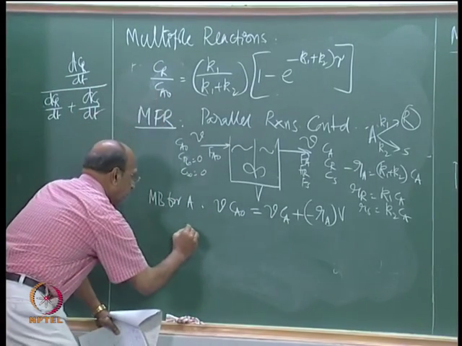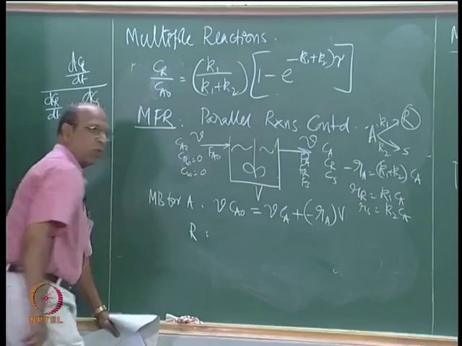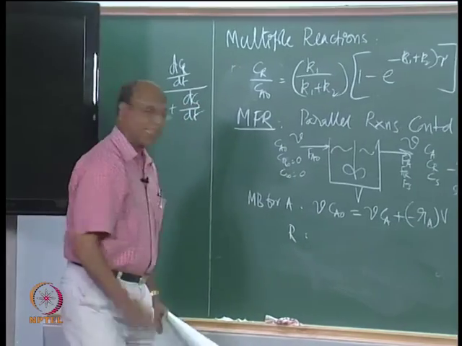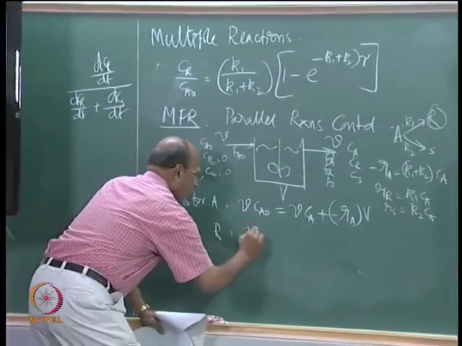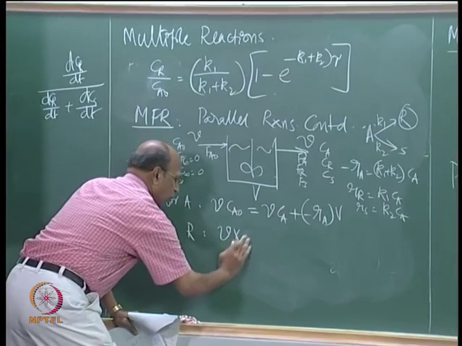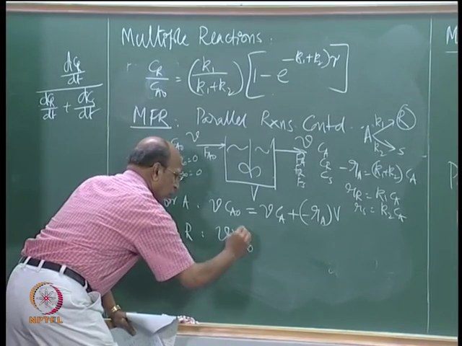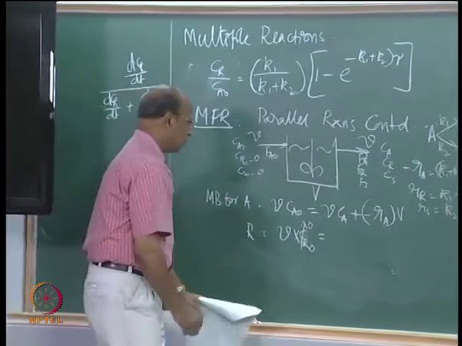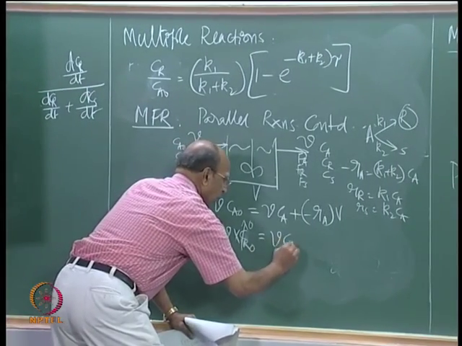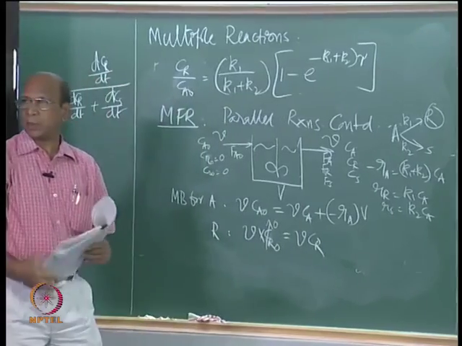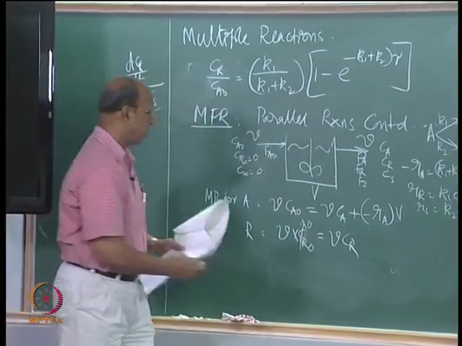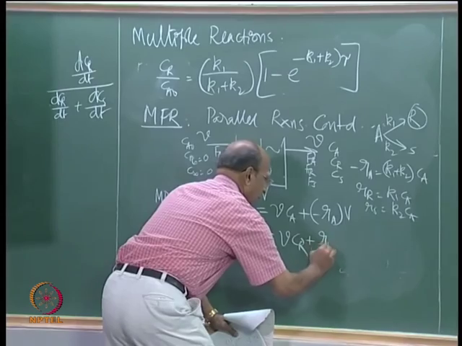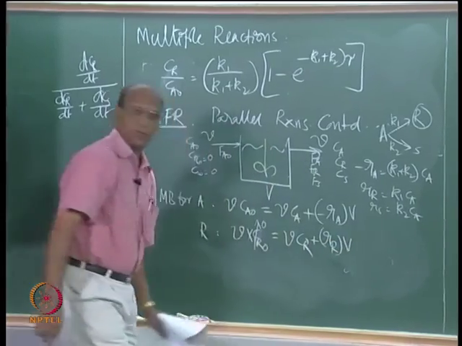Then for R, who will tell for R? I think this side. What is entering? 0. Why 0? V into C R naught, which is 0. Okay? That is 0. Okay, leaving V C R and plus reacting R R into V. That is the equation.